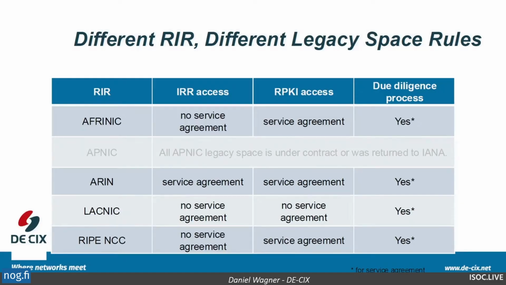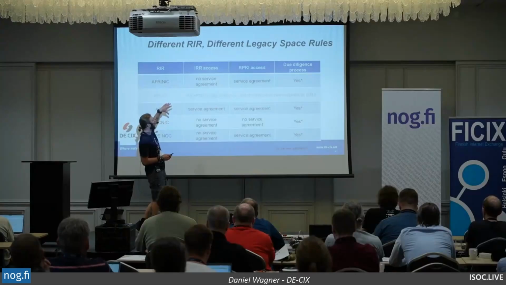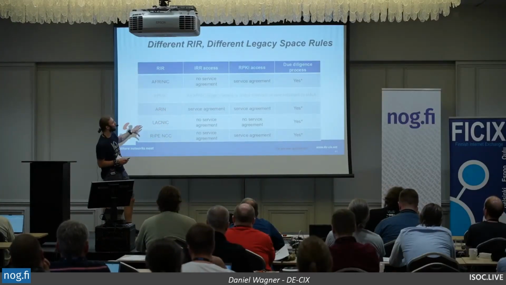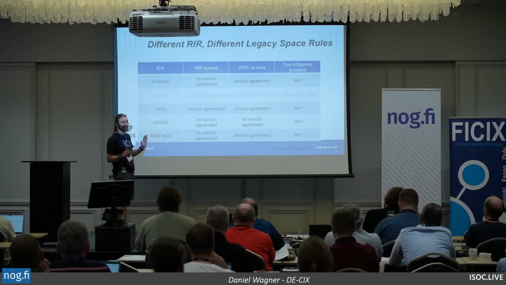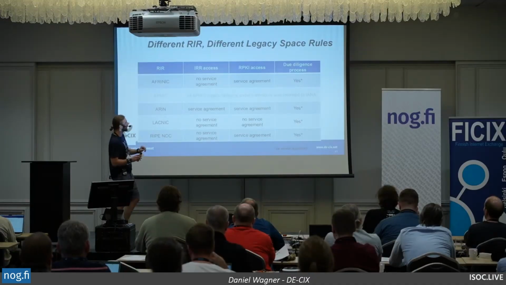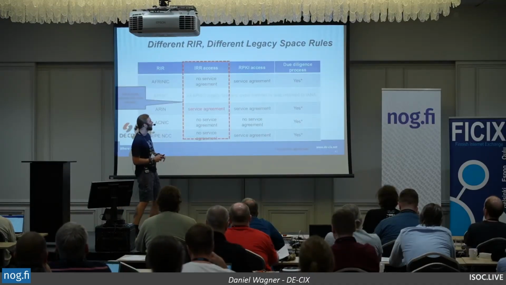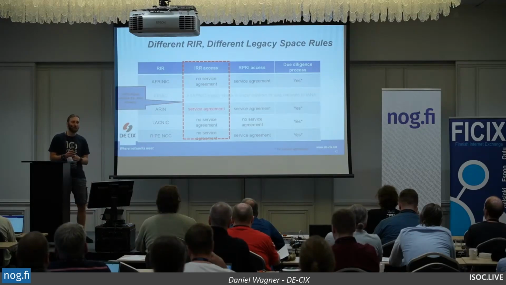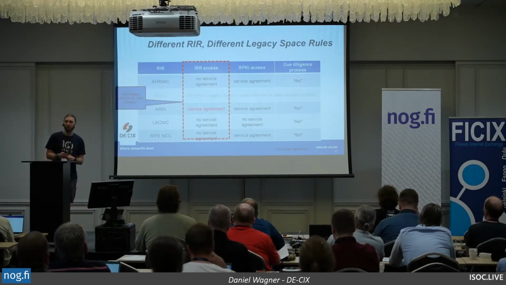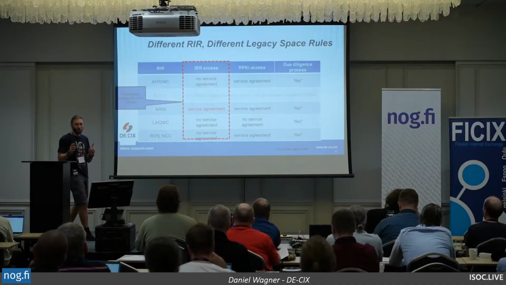What do they do about the legacy space? This table is basically showing that if you have legacy space, you may or may not, depending on the region you're in, use the IRR service so you can create a route object. Okay, so legacy space can be moved in some cases. I want to point out that especially ARIN, notably the one that should host the most legacy space, seems to be problematic because they require a service agreement for just creating route objects.